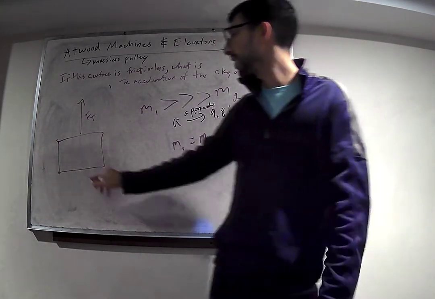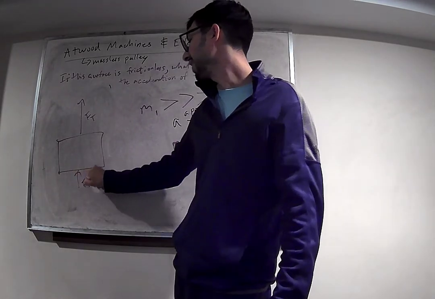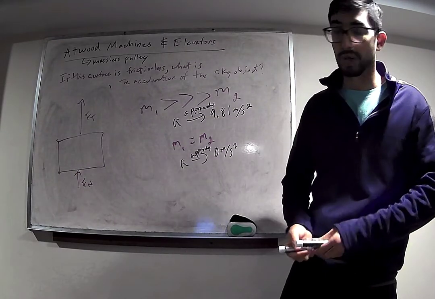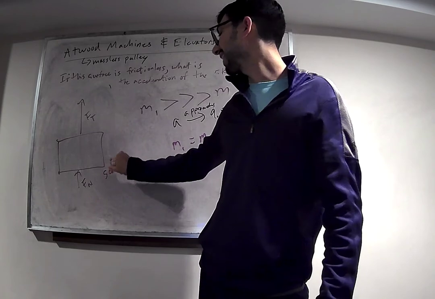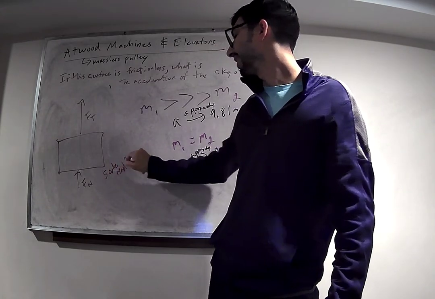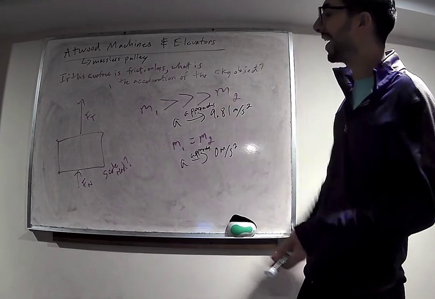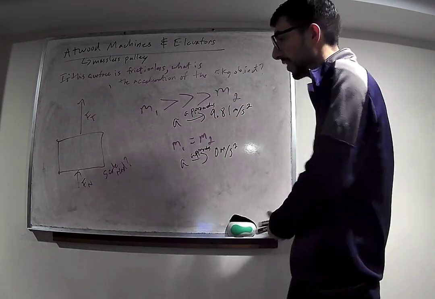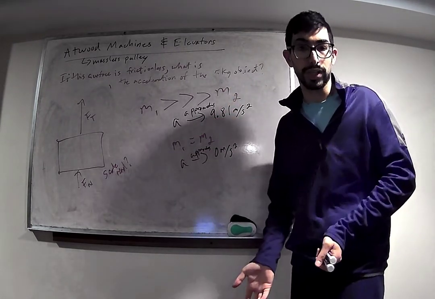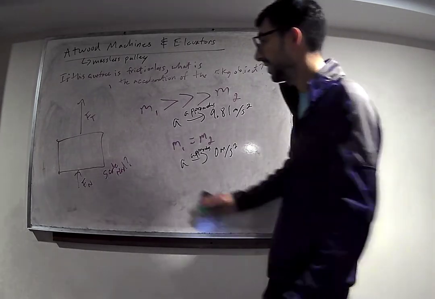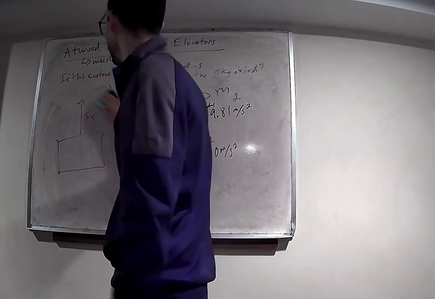Or they could say, well, what is the normal force applied by the floor upwards on the elevator? Or they could say, what would the scale read if you're in the elevator? But all these are different ways of saying, well, what is the tension force or normal force or scale force required to produce a certain acceleration? So let's look at some scenarios here with our elevator.